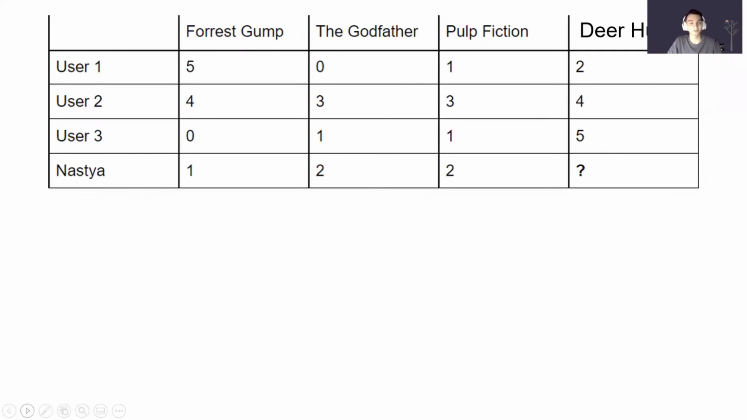So about the algorithm of collaborative filtering, let's say we have a recommendation system with only 4 users and 4 films. On the screen, you can see the table with grades users gave to films. As you can see, user Nastya hasn't watched the Deer Hunter film. Now we are going to watch step by step how the system uses collaborative filtering to say whether the film Deer Hunter can be recommended to Nastya or not.